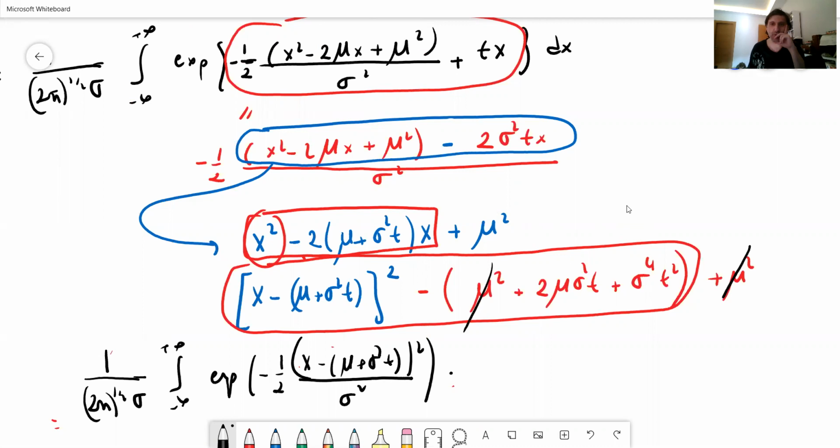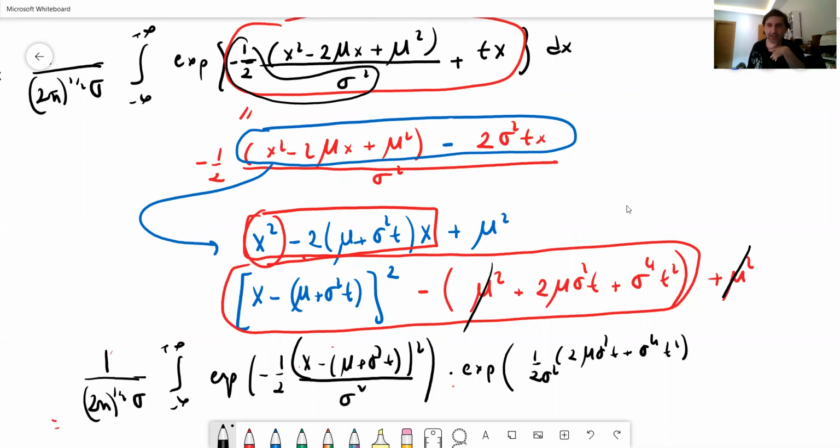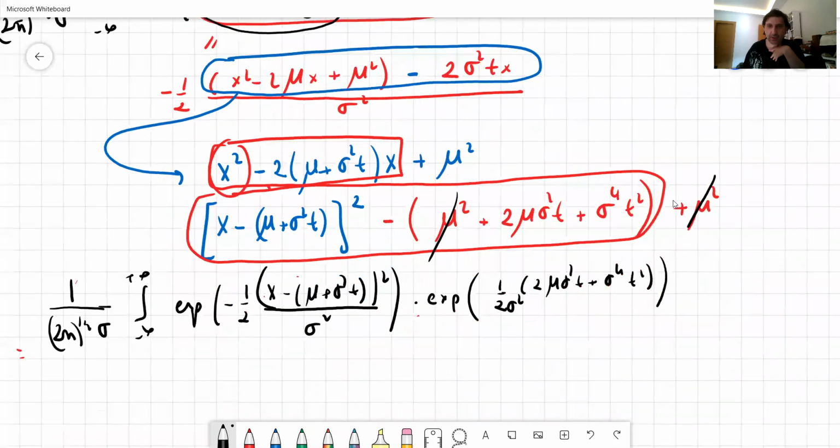Actually, note that these mu squares will cancel and these don't have any x terms, so I can take that exponential. So it's going to be again 1 over 2, minus 1 over 2 with another minus sign. So this is going to be just plus 2 mu sigma squared T plus sigma to the power 4 T squared. But we are going to have also this term here. Note that we have not included these terms in our derivation. Now I include them here. Let me make it look nicer.